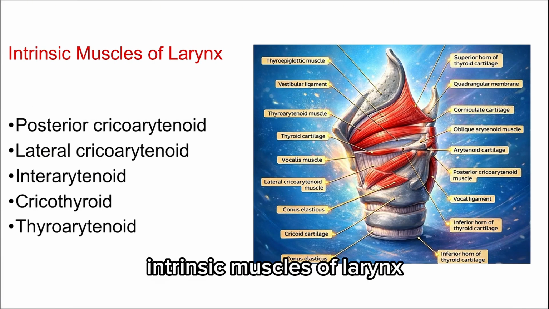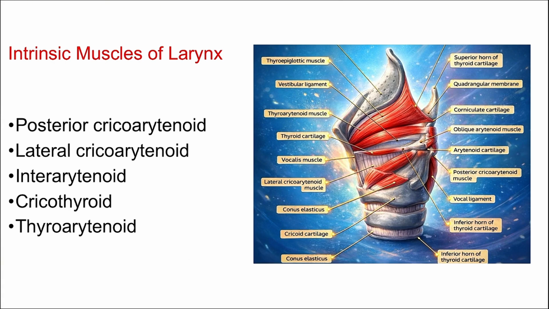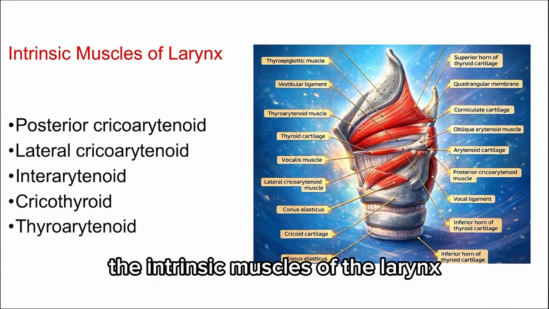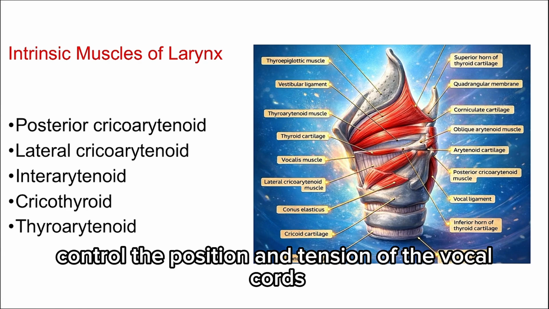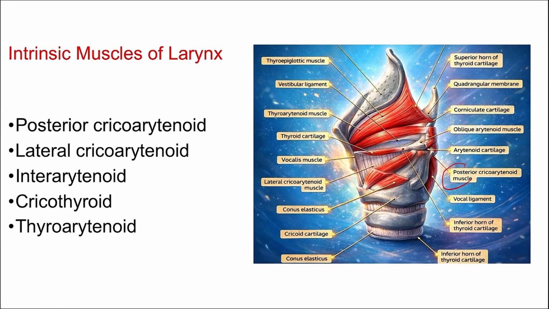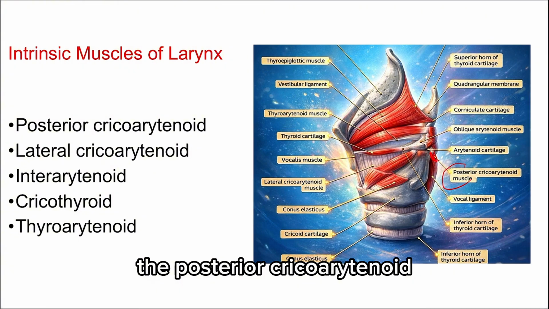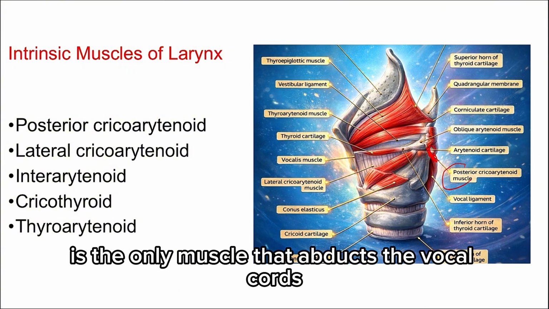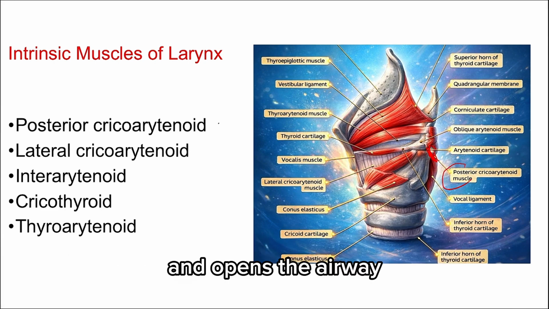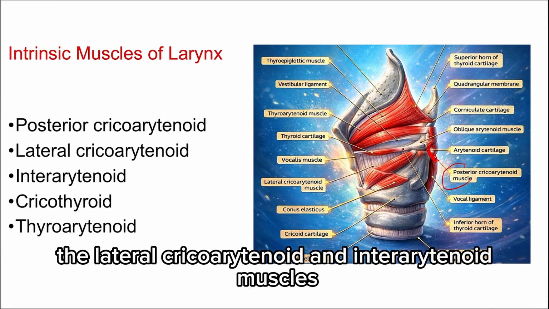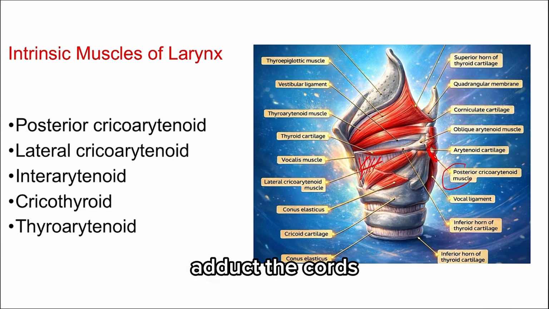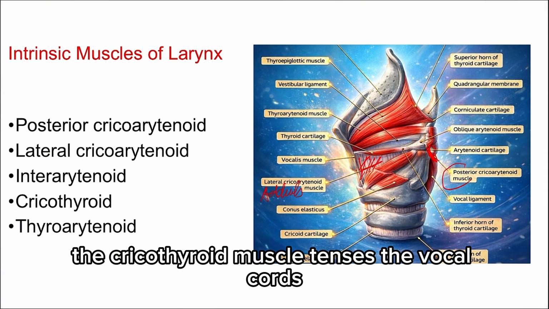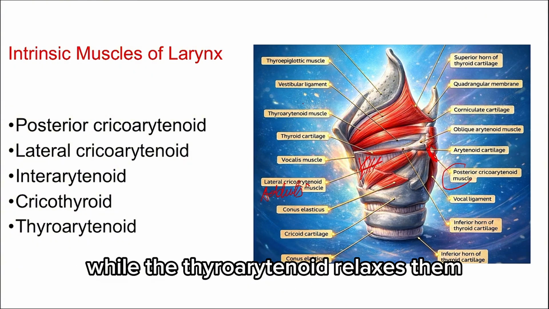Intrinsic muscles of the larynx. The intrinsic muscles of the larynx control the position and tension of the vocal cords. The posterior cricoarytenoid is the only muscle that abducts the vocal cords and opens the airway. The lateral cricoarytenoid and interarytenoid muscles adduct the cords. The cricothyroid muscle tenses the vocal cords while the thyroarytenoid relaxes them.